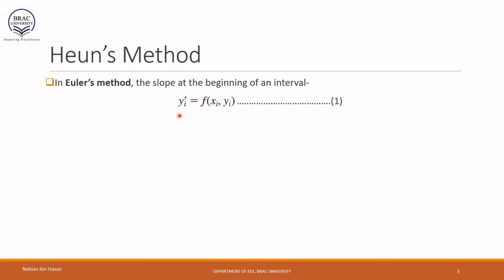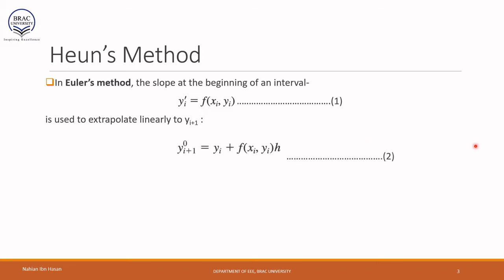In Euler's method, if you remember, the slope at the beginning of the interval can be calculated like this: yi prime. This is the slope at the beginning of any interval, and this slope can be extrapolated linearly to get the value at the next data point, that means xi plus 1, which is yi plus 1. This is the equation that we used in Euler's method to get the approximated result of the function at any data point based on the values of the previous data points.